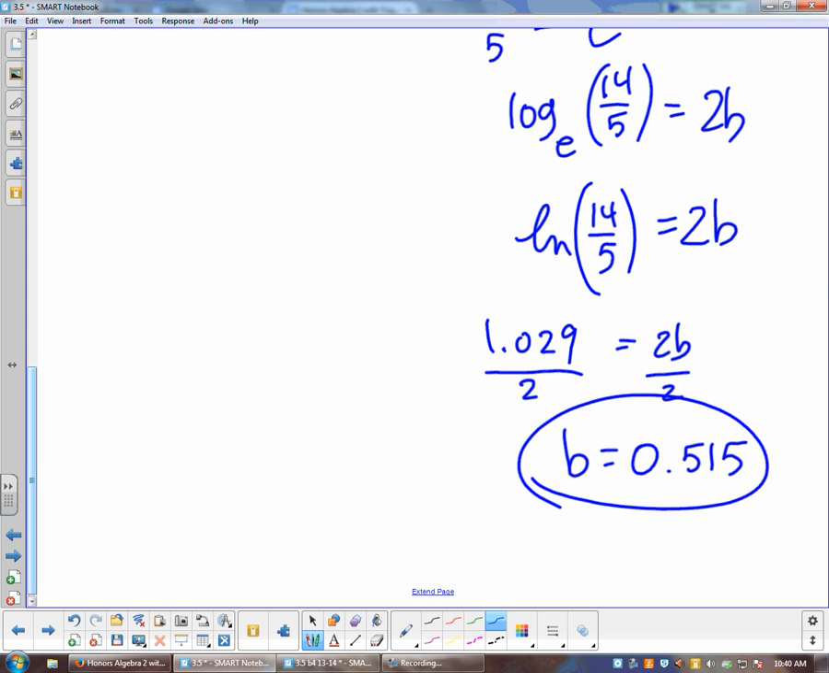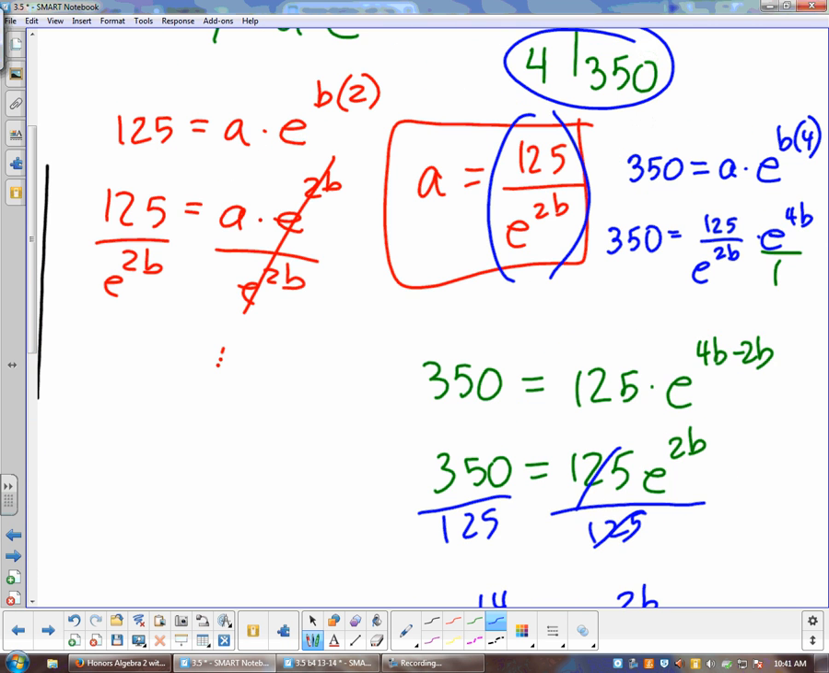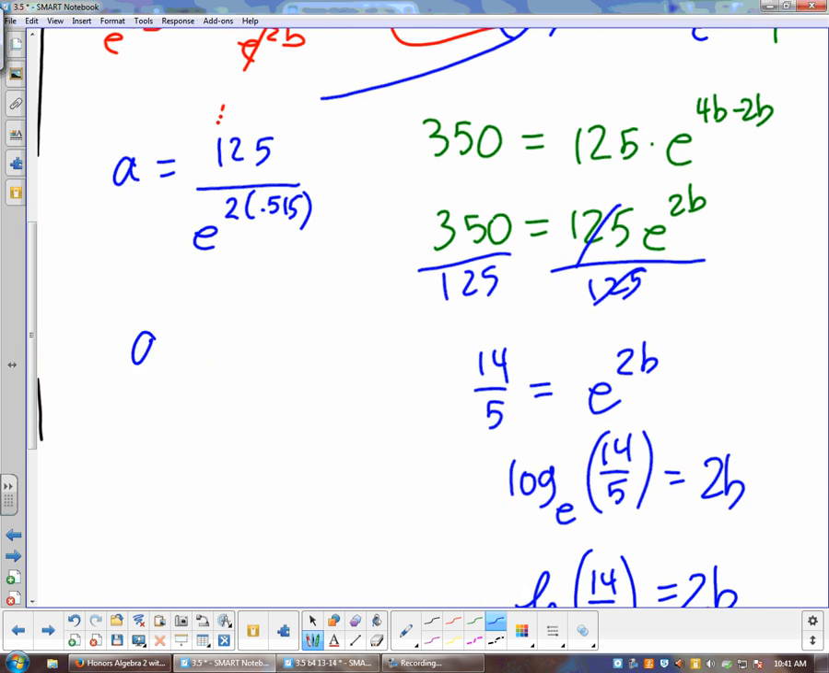All right, at this point, if we know our constant b, we can plug it in right here and solve for a. So we get a equals 125 over e raised to the 2 times 0.515. Wouldn't it be 2b? Yes, 2 times b. So give me a decimal for a. 44.671.